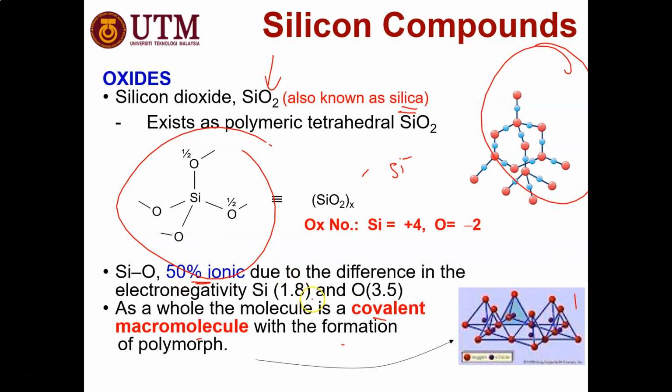Why? Because of the big electronegativity difference between silicon and oxygen. So oxygen we know is one of the most electronegative elements, only second after fluorine, while silicon hanya 1.8. So due to the big electronegativity difference, dia ada around 50% ionic characteristic. However, as a whole, once again, it is a covalent compound.